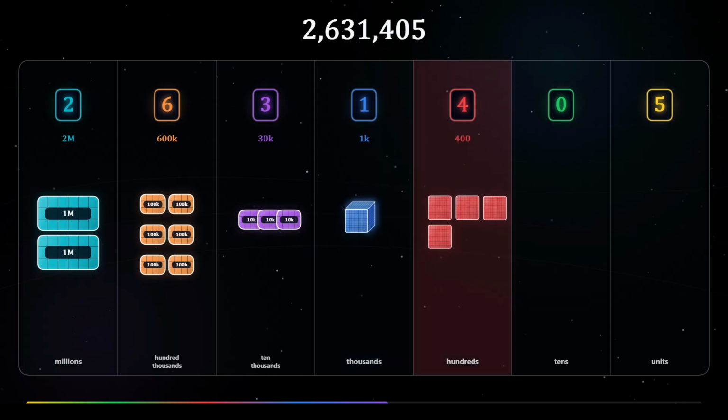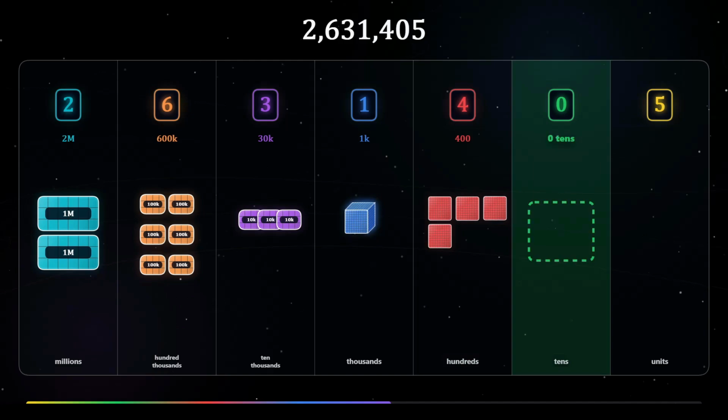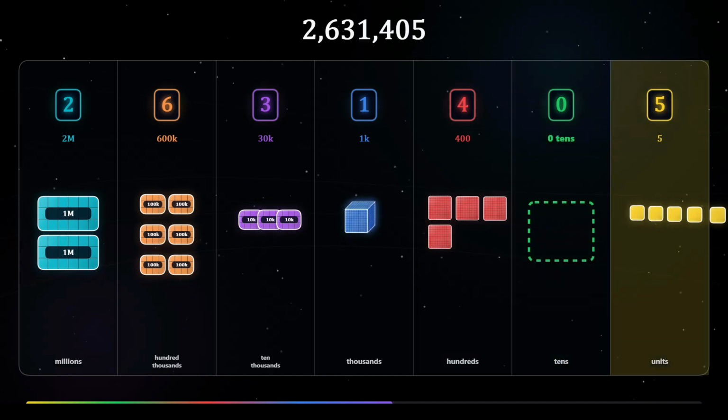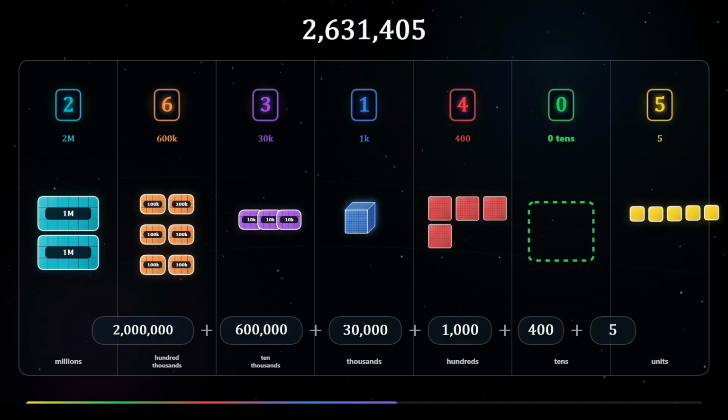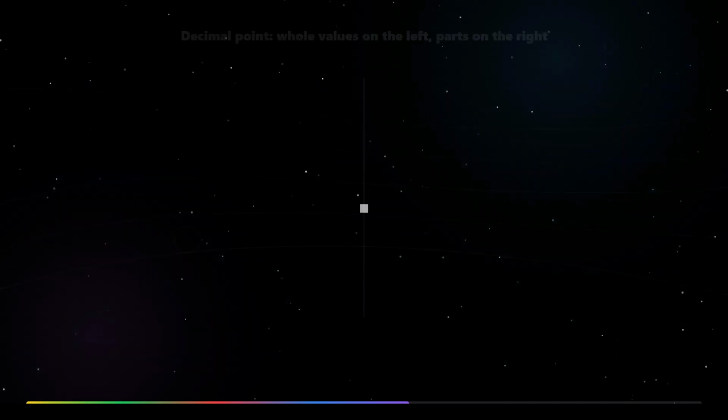The 4 is in the hundreds place, so we need 400 flats. The 0 is in the tens place, so we need no 10 rods. The 5 is in the units place, so we need 5 unit cubes. Now read the value. 2 million plus 600,000 plus 30,000 plus 1,000 plus 400 plus 5. That makes 2,631,405. The method is steady. Line up the places, read the digit, say its value, choose the block.